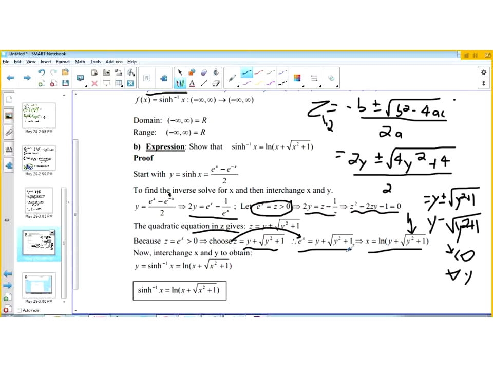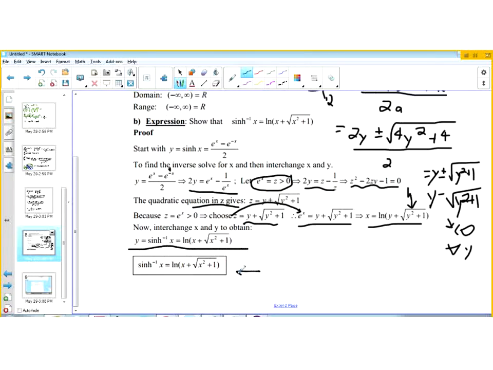By the properties of finding the inverse, we interchange x and y for the inverse. Yes, that's correct. So we just interchange x and y, and so we know that y is equal to the sinh inverse of x, which is equal to that.